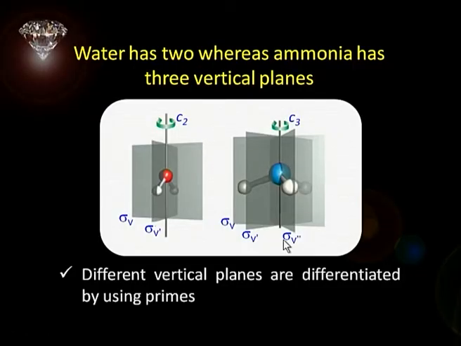So different vertical planes which are there in a molecule are differentiated using primes, say sigma v prime, sigma v double prime, and so on and so forth. Let us take some examples with the help of models.